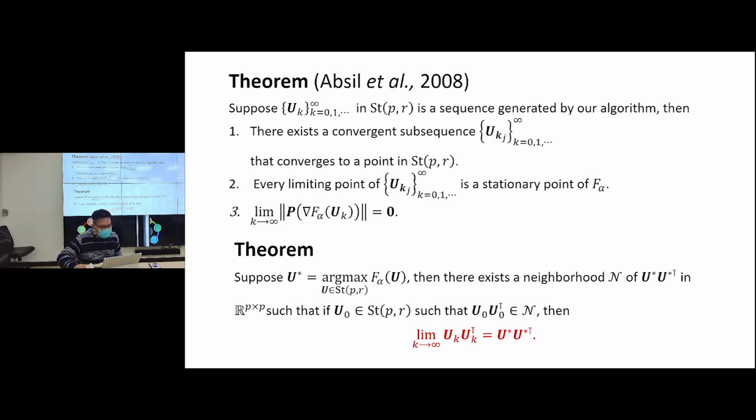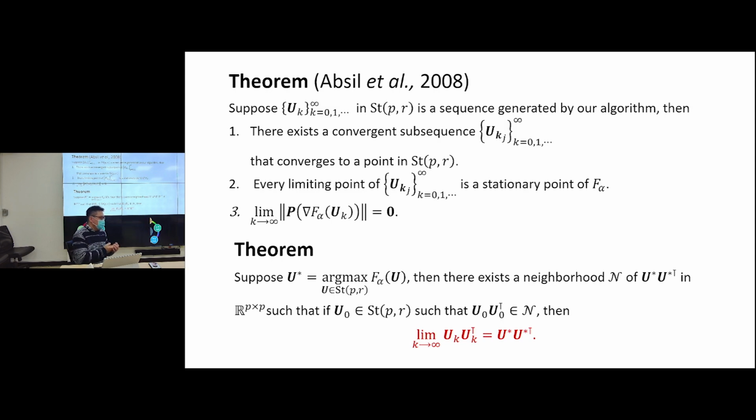Suppose U star is our maximizer, and there exists a neighborhood of U star transpose in the P by P space, such that if our initial point is close to U star transpose, that is, U0 transpose is in this neighborhood, then U_K transpose will converge to U star transpose. Which means if we have an initial point that is good enough, then our algorithm will converge.